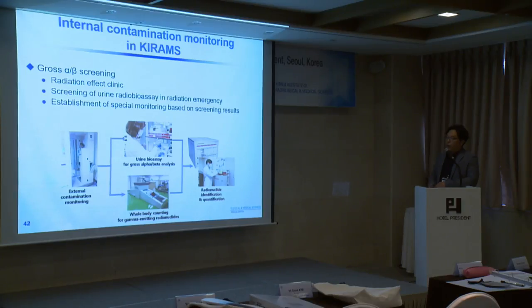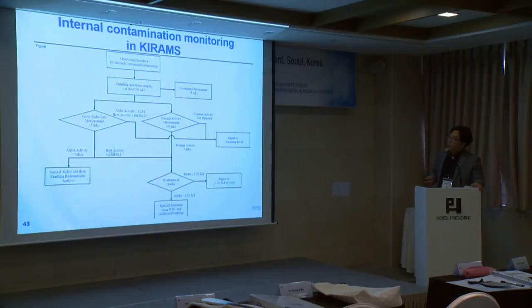And from 2010, KIRAMS has opened the radiation effect clinic. And you can see a simple diagram. We also provide internal and external dosimetry and survey systems. When the visitor arrives at the clinic, we do external contamination monitoring, and a medical doctor will collect some information from the visitor. Urine bioassay for gross alpha and beta analysis, or whole body counting for gamma-emitting radionuclides, will be done by the operator. And if the person was contaminated by this kind of radionuclide, special monitoring will follow for dosimetry.